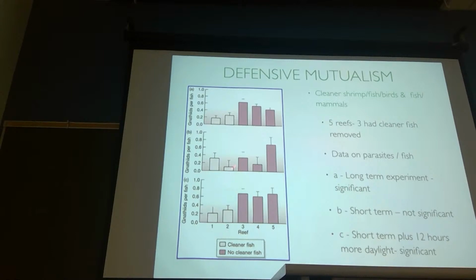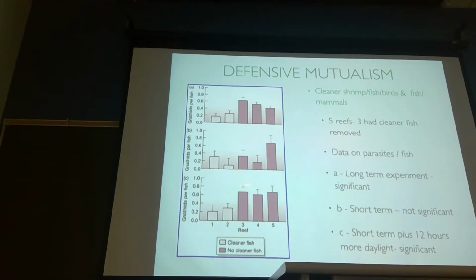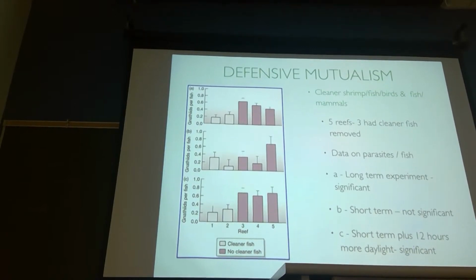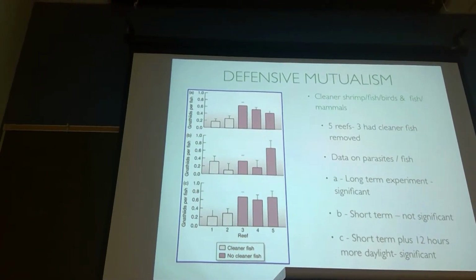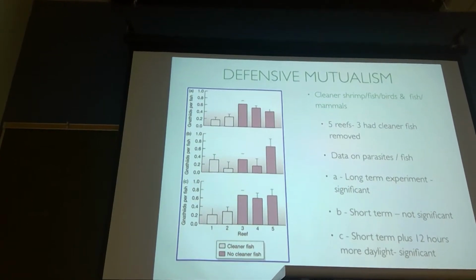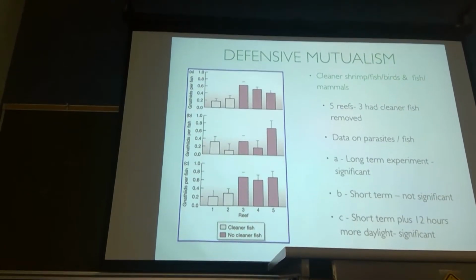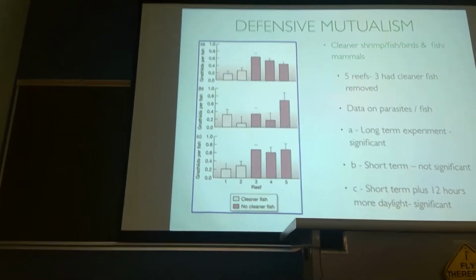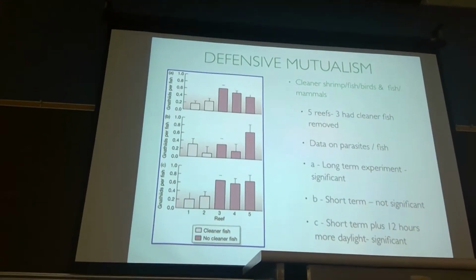Again, if you just take the short term and you added like 12 hours more daylight, you would get that long-term relationship here. Even though it takes a while for this to develop, it just took like another 12 hours of their experiment before they started to see a significant effect, which again indicates that these organisms are visiting the cleaner shrimp relatively frequently in order to get cleaned, and it doesn't actually take long to get a lot of parasites. Cool.